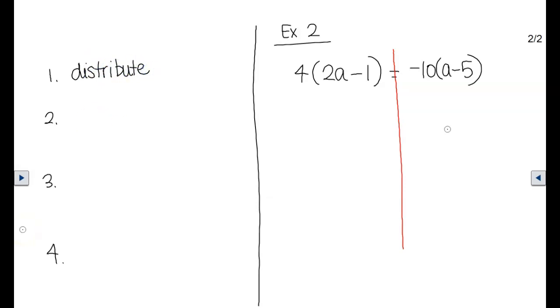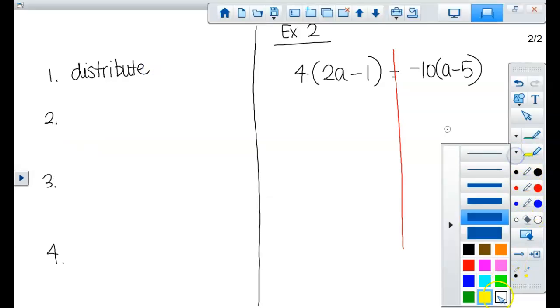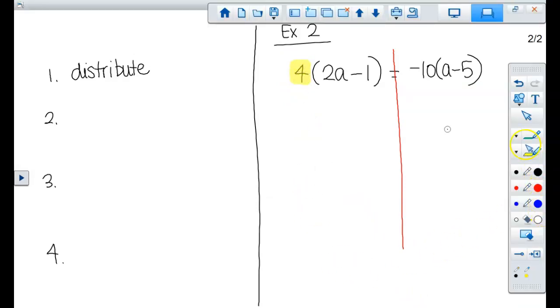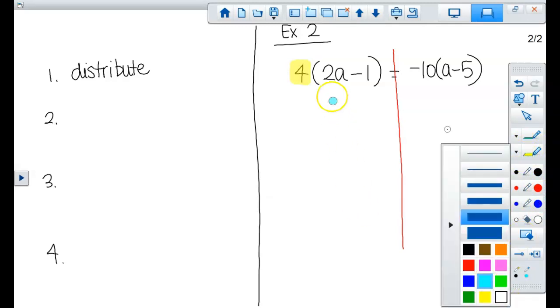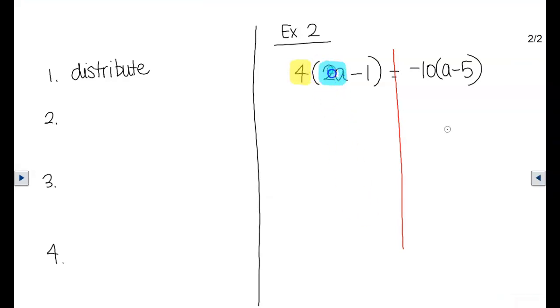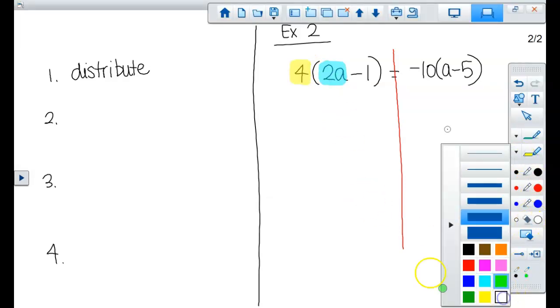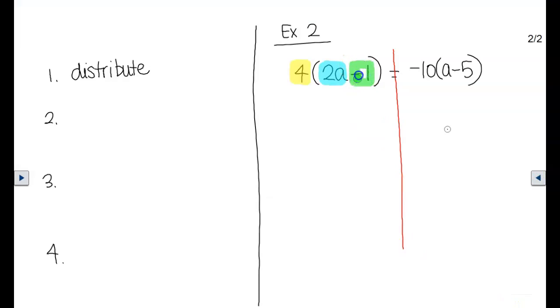if necessary. And it is necessary because when I look at the first side of my equation, I have the number 4 being multiplied by a group, 2a minus 1. And in that group there are 2 members. There's 2a and there is minus 1, negative 1.